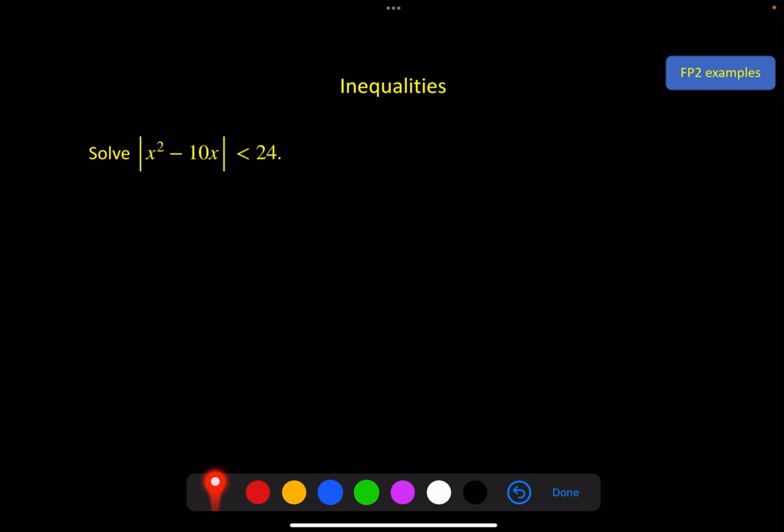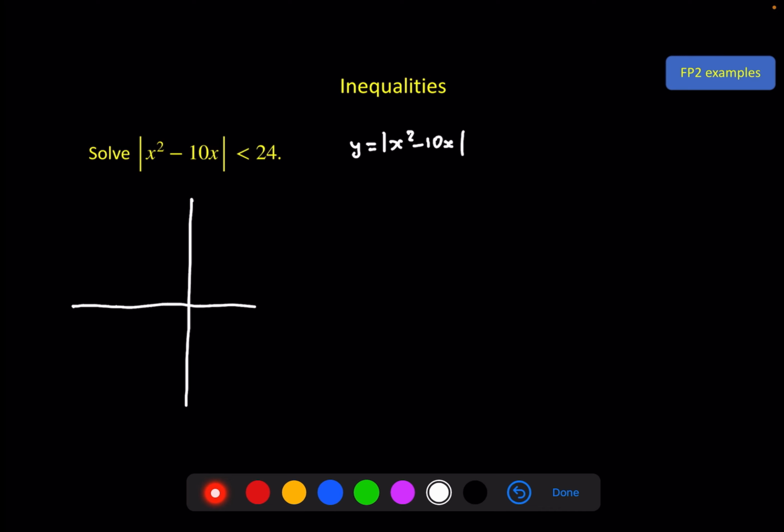First example, solve this. Now it doesn't specify a method, but I think this is best done with a graph. So what we're going to do is we're going to graph y is equal to x squared minus 10x, and then apply the modulus, and we've already done this in the starter question. We know what this looks like. Something like this, and this is a 10, and this is a 0.